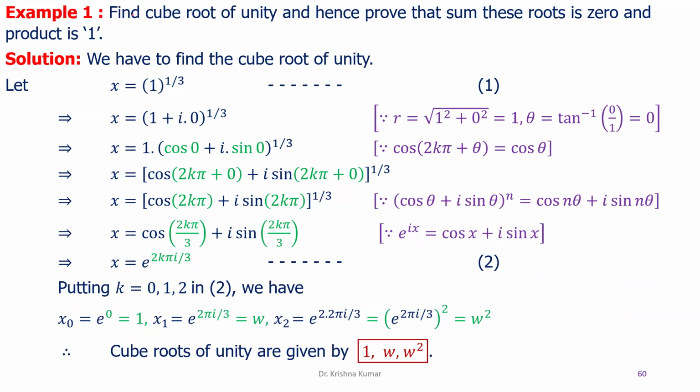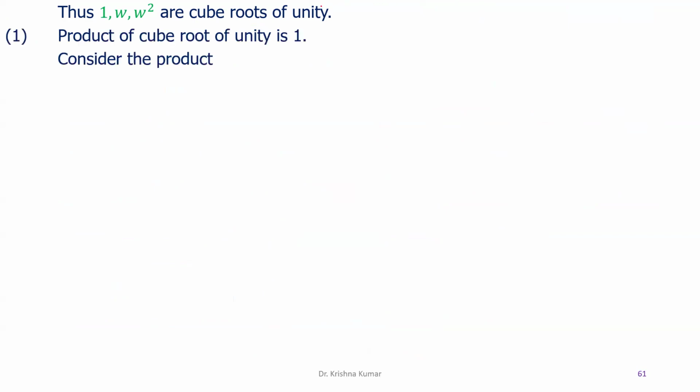Now, this is the first part of the question. We have obtained the cube roots of unity. Now we have to prove that the product of these roots is 1 and the sum of these roots is 0. Thus, 1, omega, omega square are the cube roots of unity. Now let us go ahead. The first point: the product of the cube roots of unity is 1. We have to prove this.